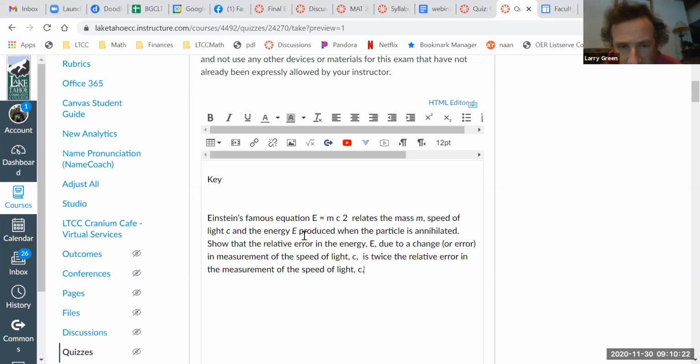So this is E equals mc squared, by the way. And my guess is you've all heard of E equals mc squared. Einstein was pretty famous for that. And the question is, show the relative error in energy E due to the error in measurement of the speed of light is twice the relative error in the measurement of the speed of light. So in terms of doing this one, this is the easiest problem in the test. But I realized it wasn't. And I especially realized it when I saw what you guys did, which is almost all of you had no clue.